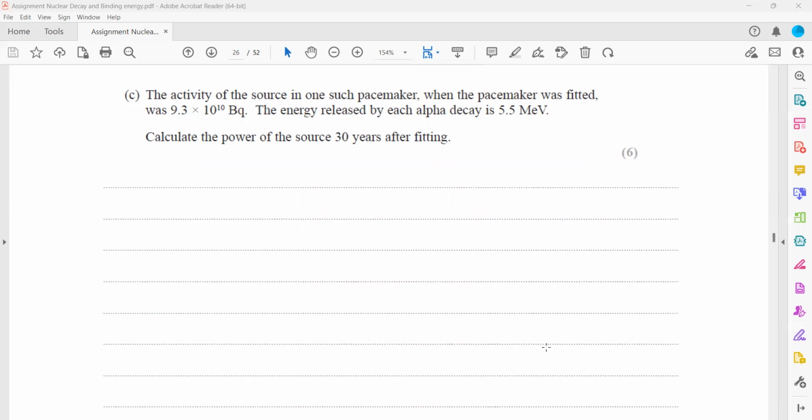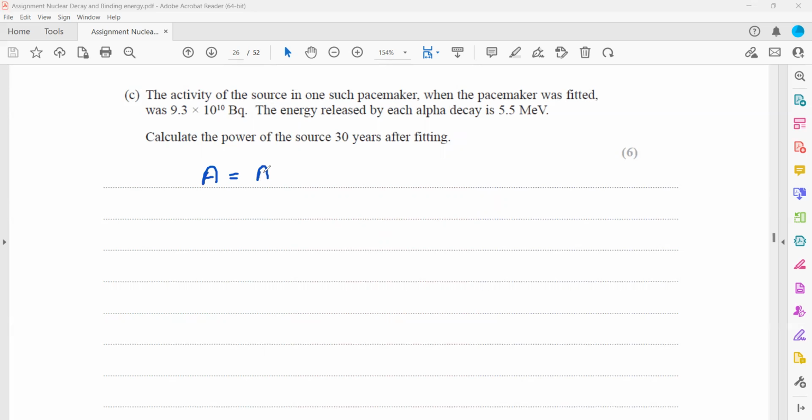So first what we'll do, we'll find its activity after 30 years by using the formula A equals A naught e raised to power minus lambda t. We can work out lambda because we have the half-life of 88 years. Then to get the power, activity is how many particles are emitted in 1 second, so we multiply by the energy of one alpha particle, 5.5 MeV. We convert that into joules and then multiply by the new activity to get the total power.